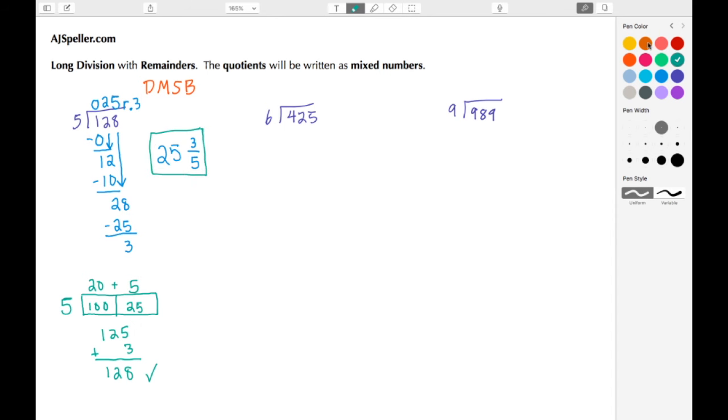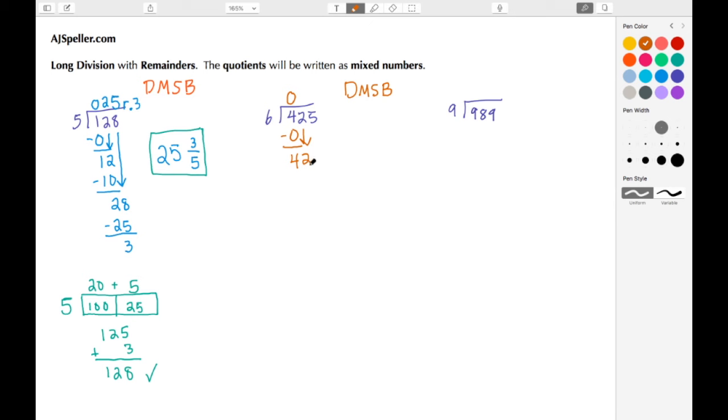All right, let's move on to the next example. Here we have 425 divided by 6. We go back to the DMSB, and actually let me rewrite it. DMSB. We're going to go straight to the division. We want to divide 4 by 6. We can't do that, so we place a 0. Now we multiply 0 times 6 to be 0. Then we subtract 4 minus 0 to give me 4. And then we bring down the 2.